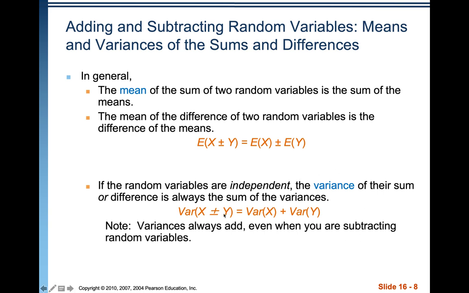The really interesting thing is whether you add two random variables or you subtract two random variables, the variance increases. We get more variability in the possible outcomes. And so we always add the variance of x and the variance of y. Okay? And then if you want standard deviation, you just take the square root of that sum.